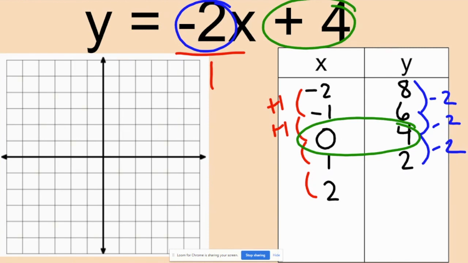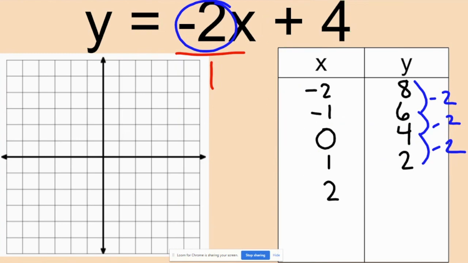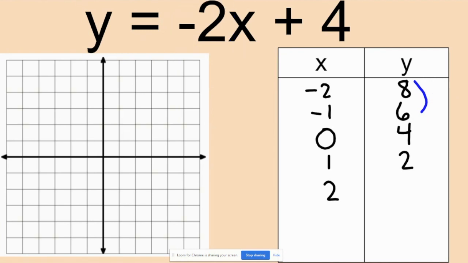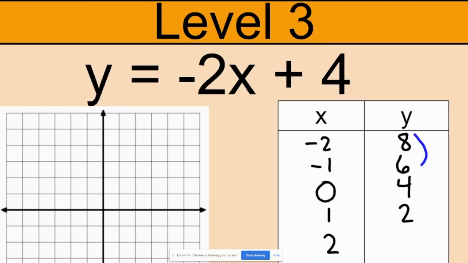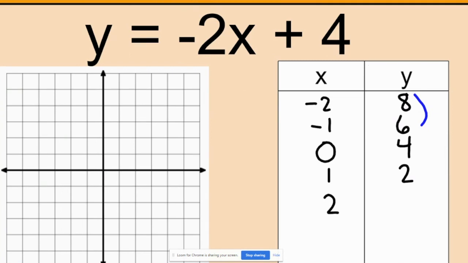So I did a lot of writing there, so let me get rid of some of these things that I marked it up with. And I want us to see if we can fill in the rest of the pattern. Okay, so the bottom part of the pattern is right here. I went 8, 6, 4, 2, and then it would be 0. So let's graph it now.